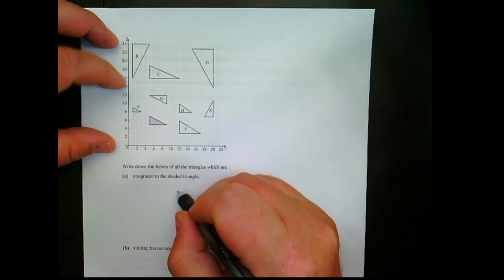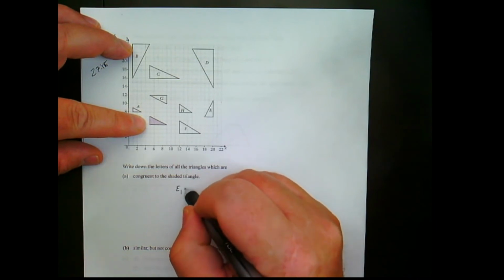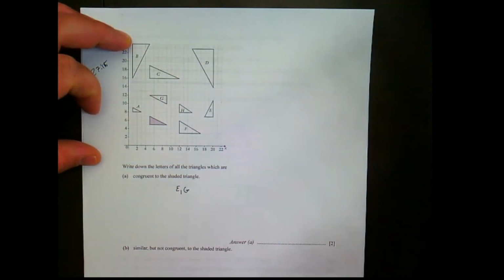All right, number 16. Let's do this, number 16, shall we? Number 16 says, write down all of the letters of the triangles which are congruent to the shaded shape. Congruent means it's the same size and everything like that. So I think we have E. I think we have G.